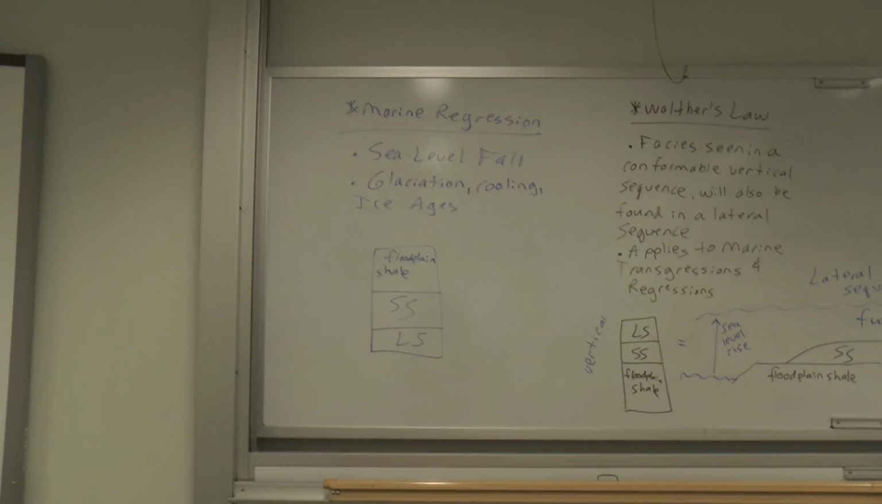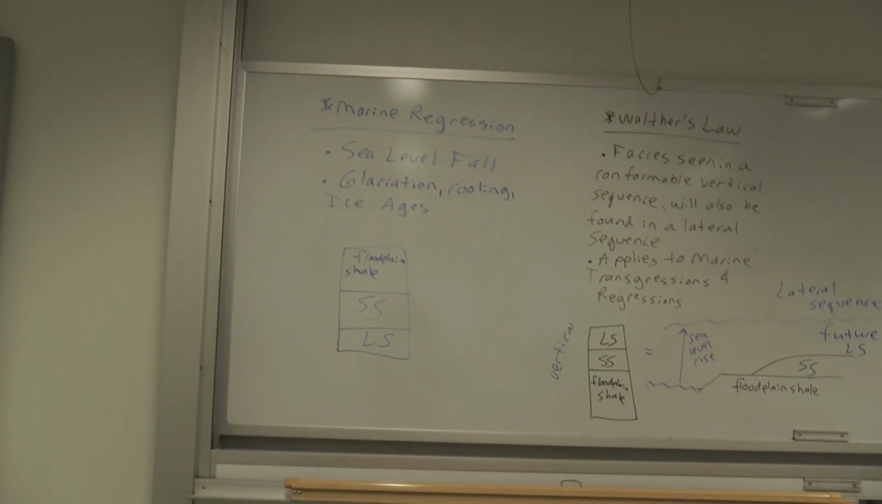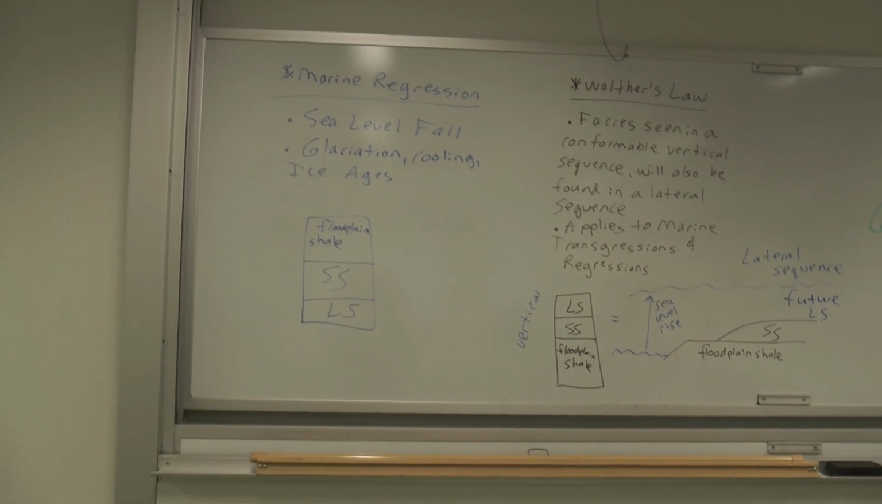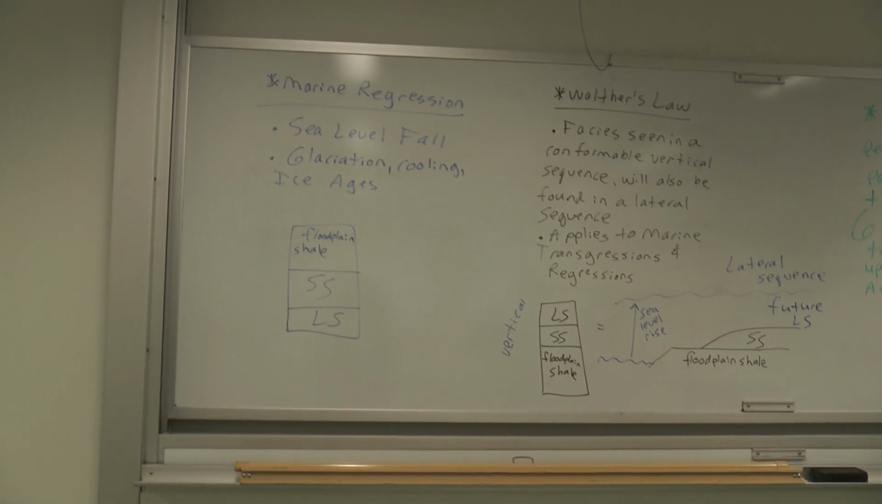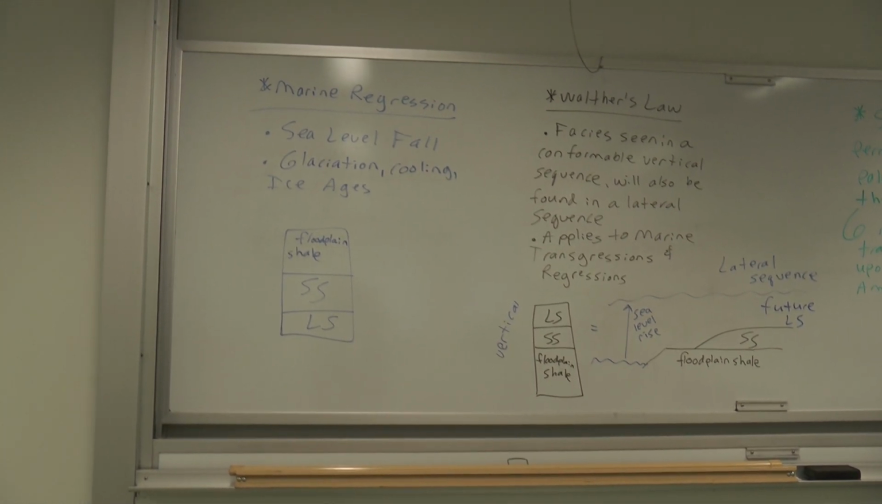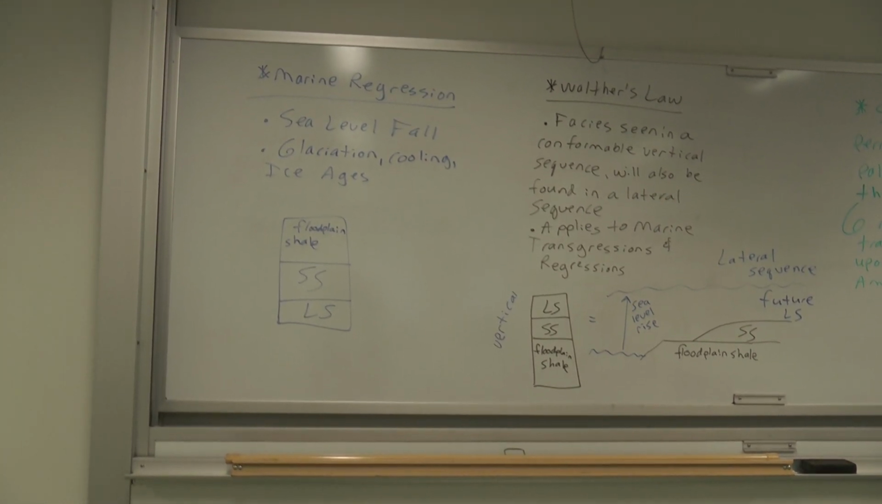Okay. How about a marine regression? What is that? It's a sea level fall. This is going to happen during a period of glaciation or glacial maximum. Temperatures cooling, what you might have referred to as ice ages. What's that going to look like in the rock record?